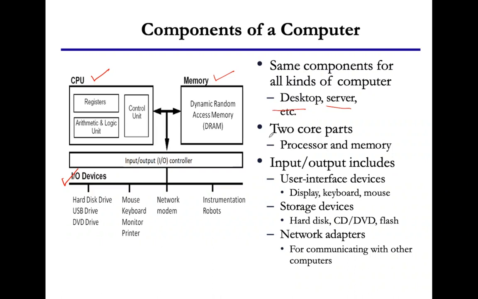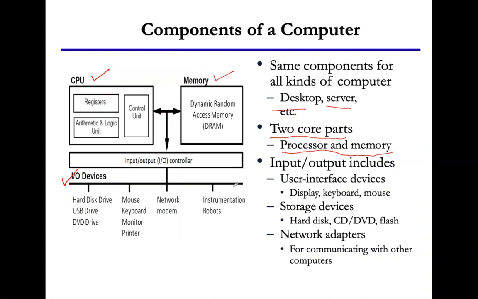So two core parts of the computers are called the processor and the memory. These are very important. Based on these two, the computer's price increases and decreases. So the processor and the memory, as we say, the central processor and the memory, right?